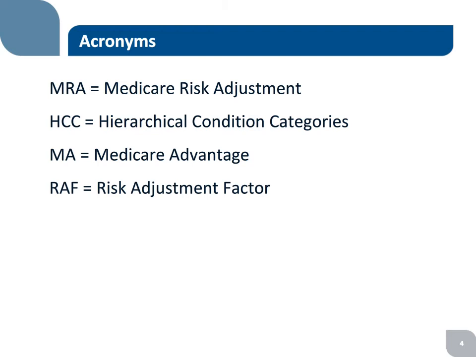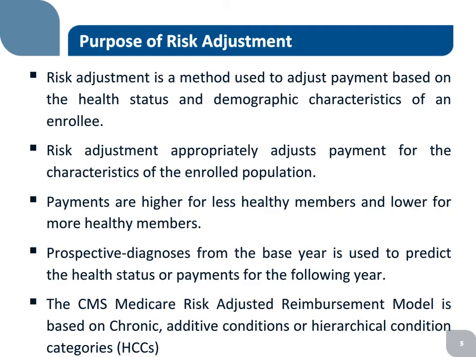MA is Medicare Advantage, so that's the Medicare Advantage plan that works under this risk model. And the RAF score is the risk adjustment factor that determines how much per member per month the health plan receives. Risk adjustment is a method used to adjust payment based on the health status and the demographic characteristics of the patient. So in the past, the demographics was really what it was based off of: how old is the patient, where does the patient live. And we still have a small portion that is based off of the demographics.